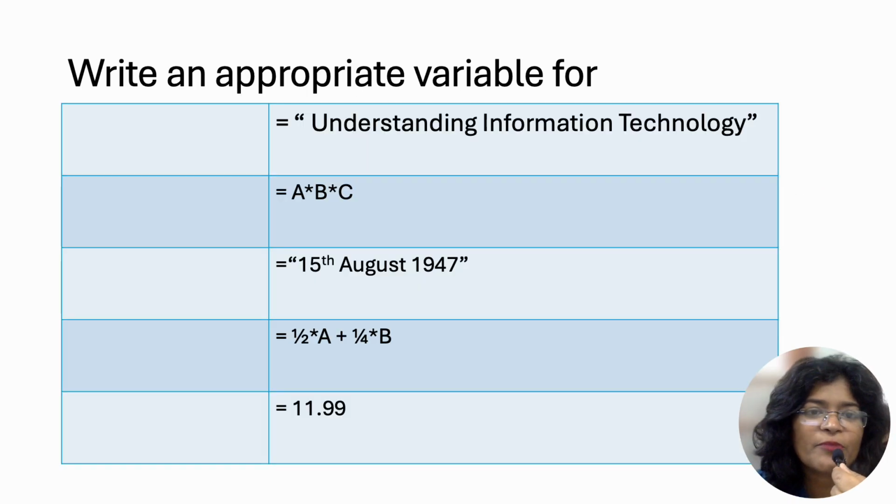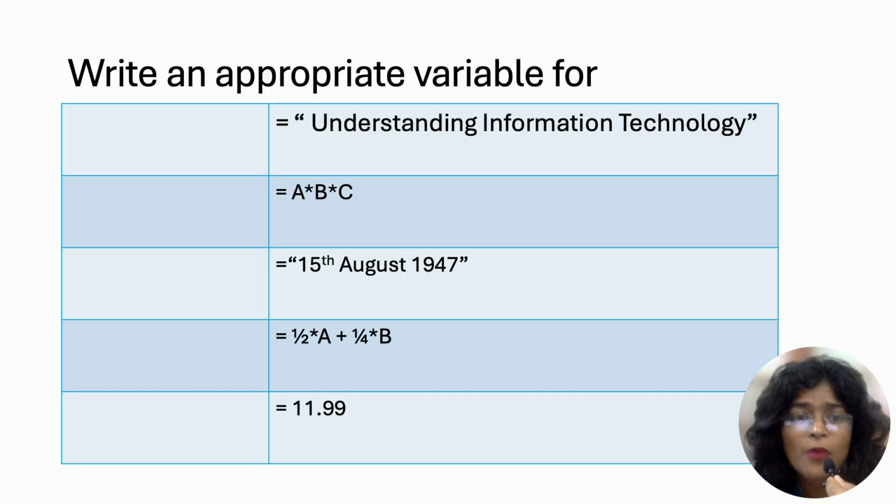Write an appropriate variable for understanding information technology. So what kind of variable should you use, a numeric or an alphanumeric? It should be an alphanumeric. So let's pick $A or B. What about A asterisk B asterisk C? This is a mathematical equation, so there has to be only one letter or a letter followed by a number because it's a numeric variable that you want.